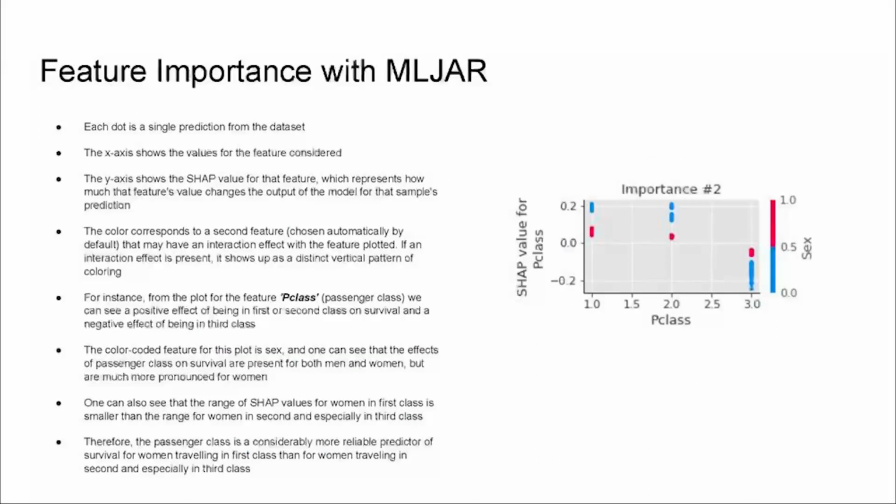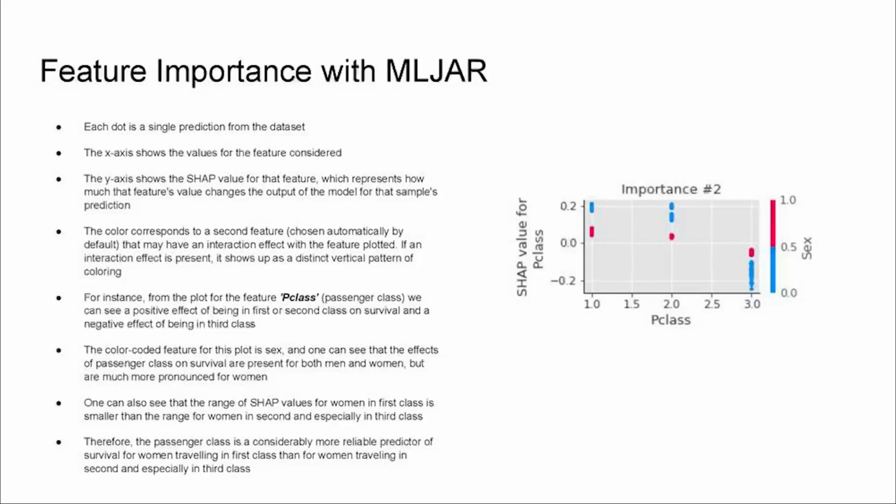Each dot is a singular prediction from the dataset. The x-axis shows the values for the feature considered. The y-axis shows the SHAP value for that feature, which represents how much that feature's value changes the output of the model for that sample's prediction. The color corresponds to a second feature, chosen automatically by default, that may have an interaction effect with the feature plotted. If an interaction effect is present, it shows up as a distinct vertical pattern of coloring.